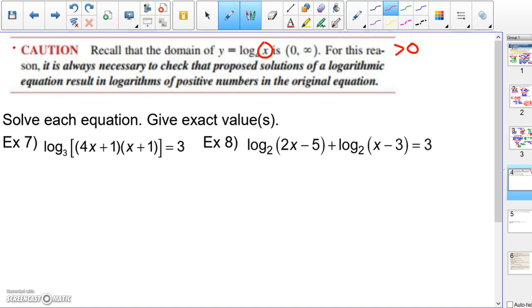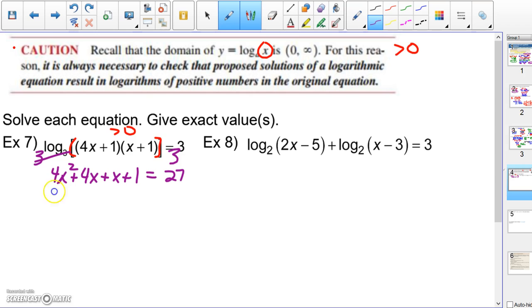Example 7, we're going to have to make sure and double check that this thing inside here is greater than 0. Let's wait and do that at the end. Let's go ahead and solve it first. If I want to get rid of that log base 3, I'm going to do an exponential base 3 on both sides, which would give me, I'm going to go ahead and FOIL this, 4x squared plus 4x plus x plus 1 equals 3 to the third power, which is 27.